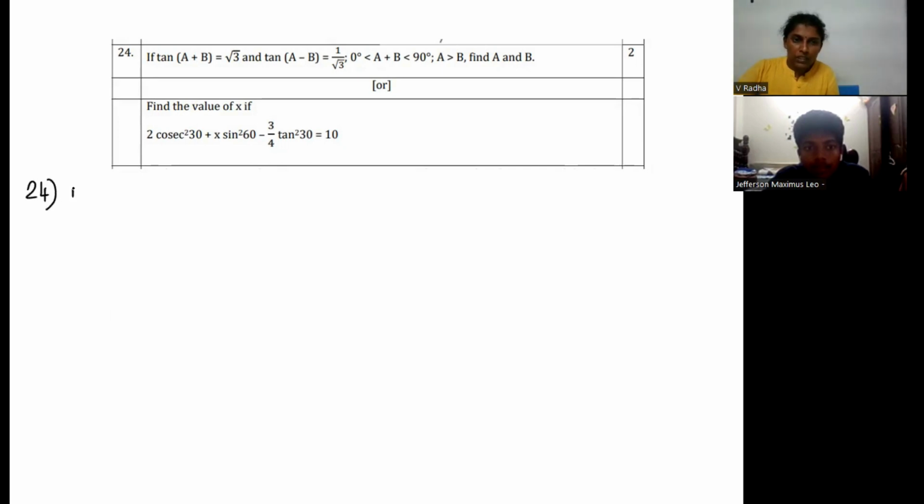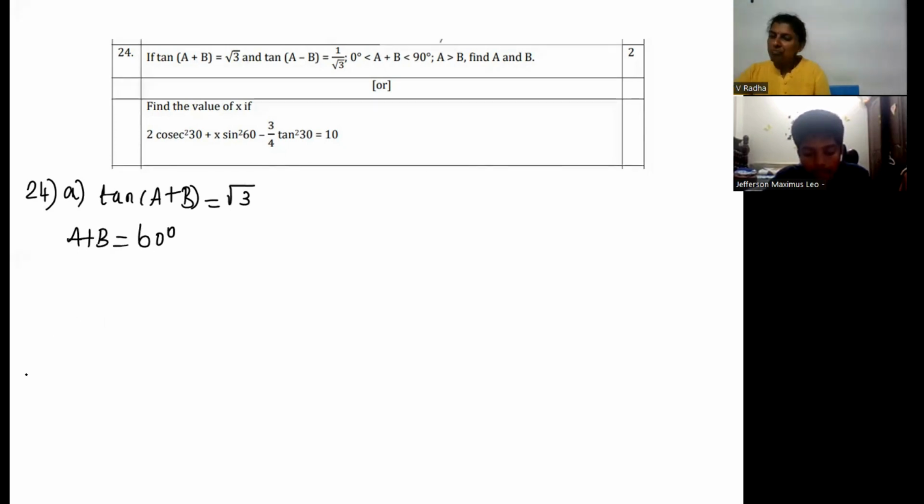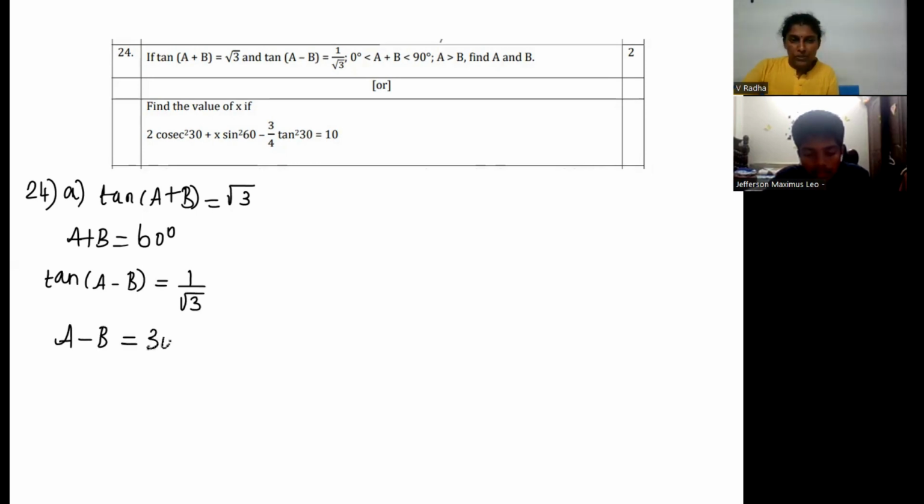Tan 60 will be root 3 and tan 30 will be 1 by root 3. Tan of A plus B is equal to root 3, so A plus B is equal to 60 degrees. And the second one, tan of A minus B is equal to 1 by root 3, so A minus B is equal to 30 degrees.